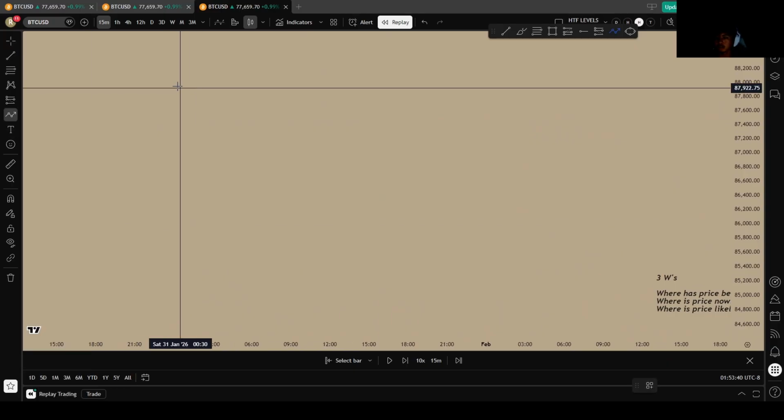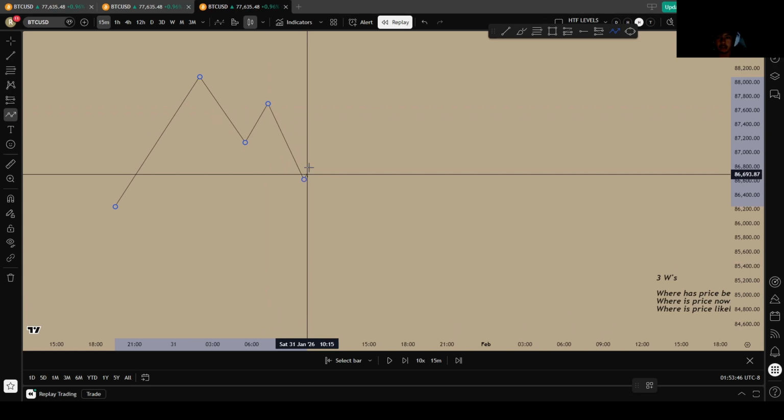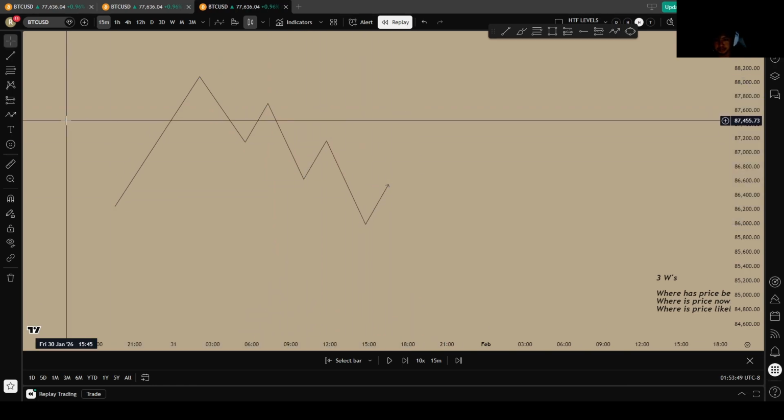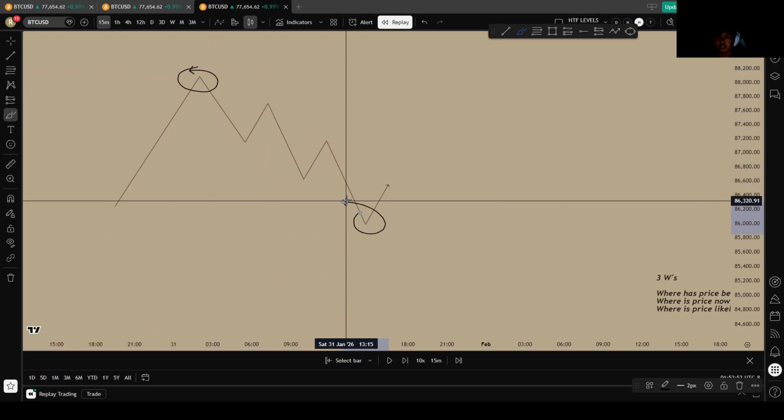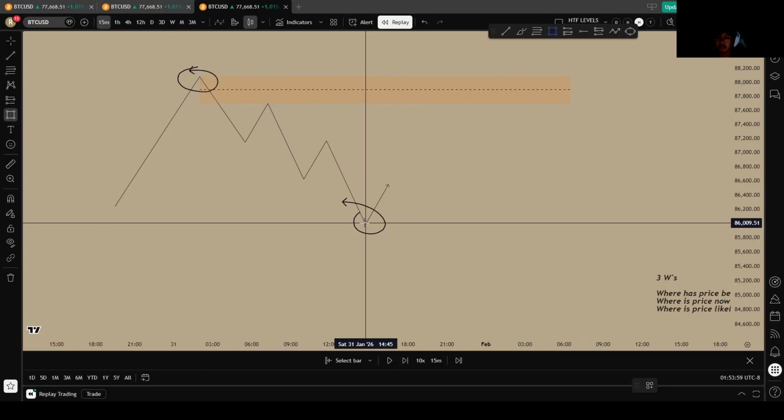So a lot of people, let's say price forms a high right here, and then it starts to break down. It starts to go into this downtrend. A lot of people like to focus on this high and this low whenever they're doing analysis. They're like, oh, my box is going to be here. My box is going to be right here.